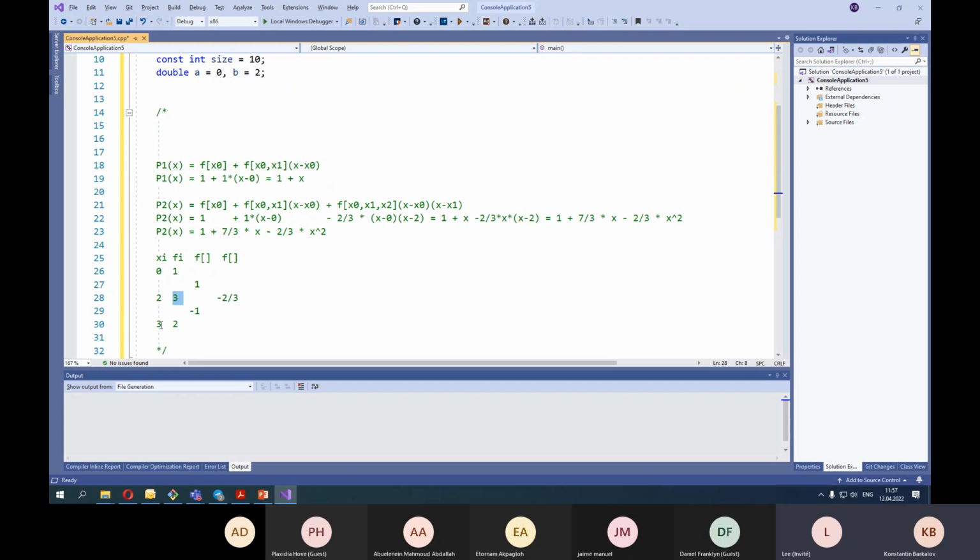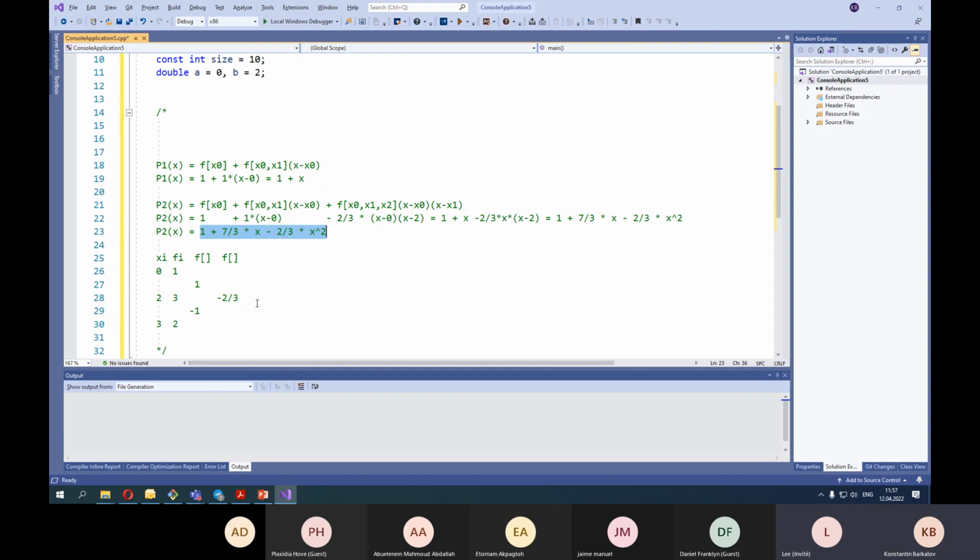The result is correct. And finally, let's check it for 3. For 3, we will have 1 plus 7 over 3 times 3. 3 is cancelled. We have 1 plus 7 minus 2 over 3 times 3 in square. 3 is cancelled, and we have minus 6, and it equals 2. Excellent. This polynomial passes through these points.